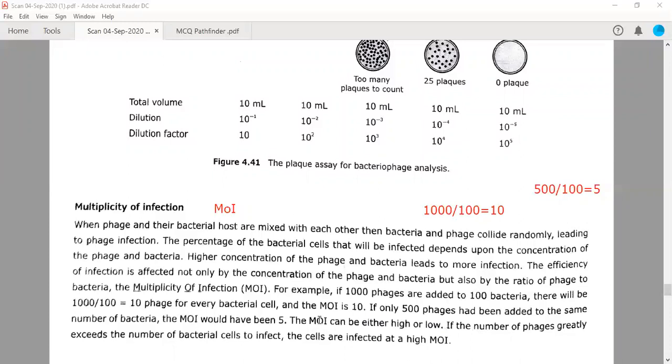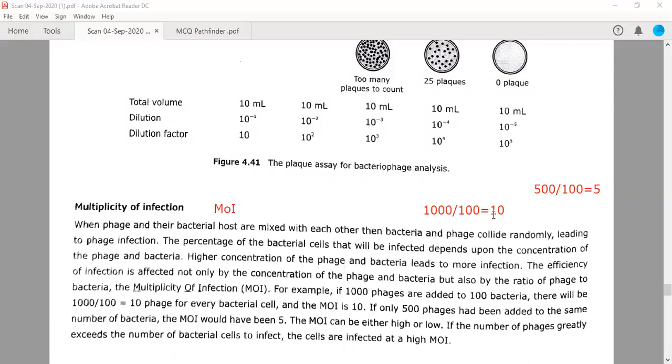Multiplicity of infection, or MOI, can be either high or low. If the number of phages greatly exceeds the number of bacterial cells to infect, the cells are infected at high multiplicity of infection. So what is the significance of this number? Here you have 5, suppose here you have 10. This is called multiplicity of infection, MOI.